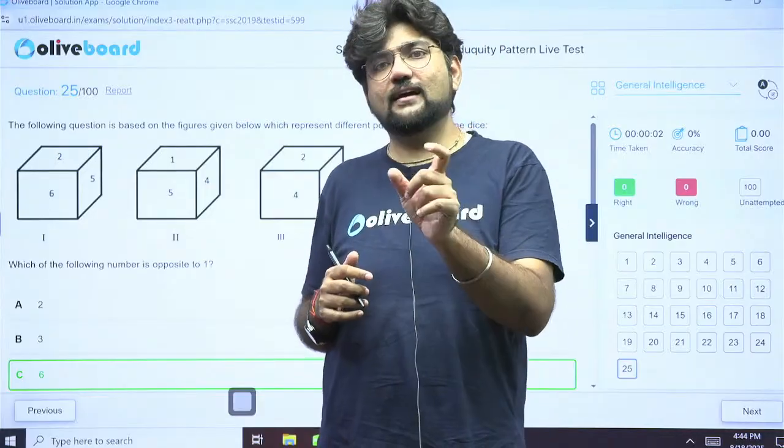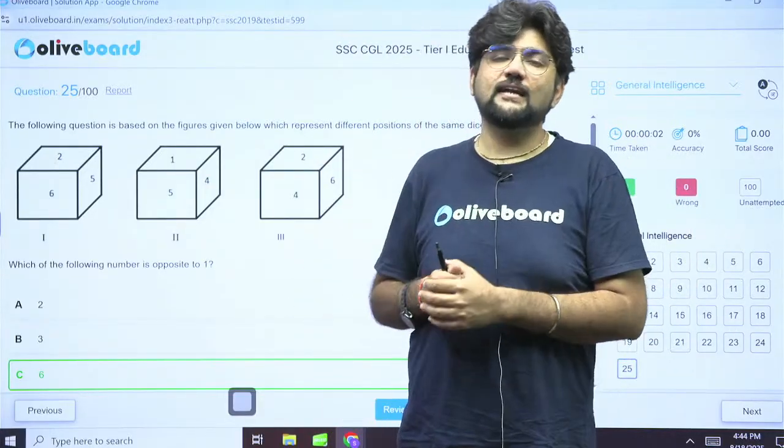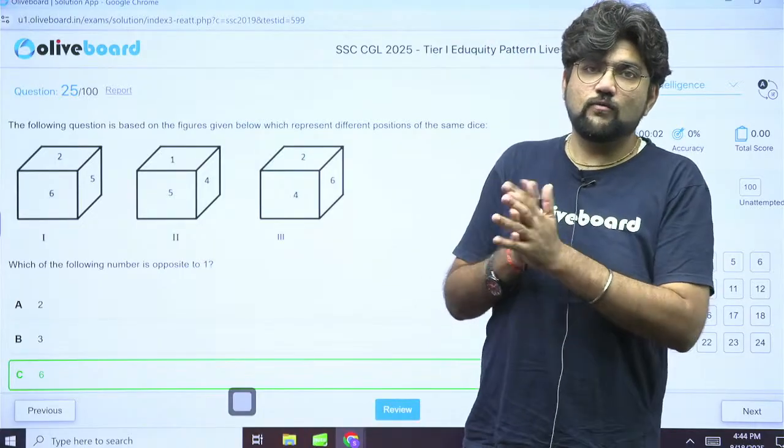So that is where we are lacking. Don't blame the paper. So understand and try to approach it with that mindset and you will be able to do better, right? Take over the nervousness from it.